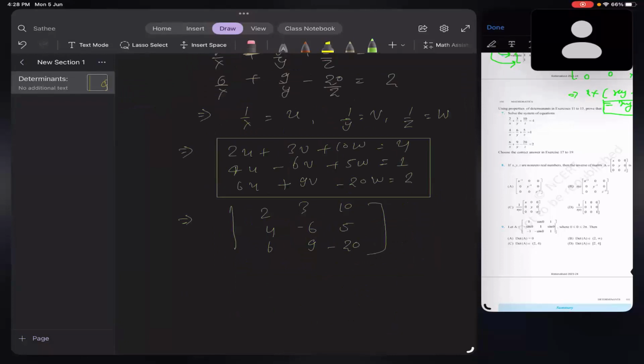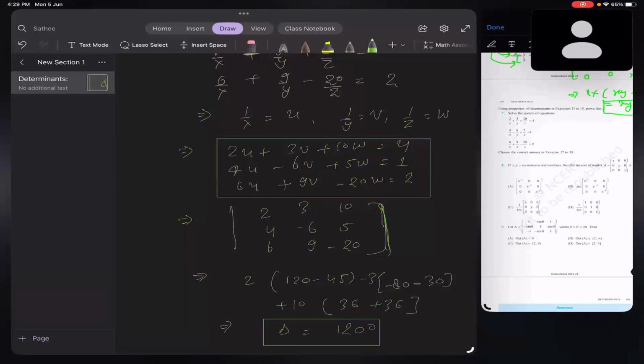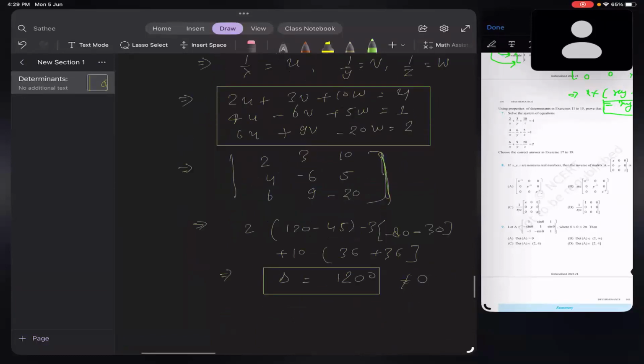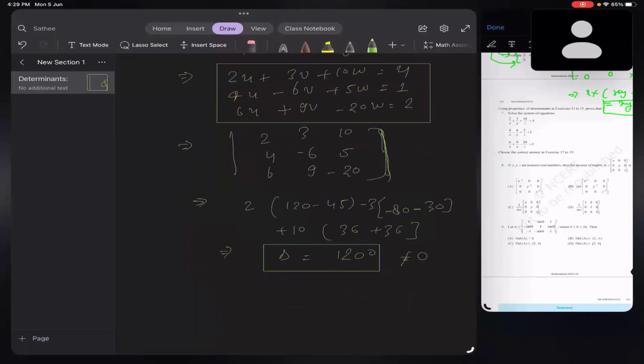So you have to find its determinant value. So this would be 2 times of 120 minus 45, minus 3 times of minus 80 minus of 30, plus 10 times of 36 plus 36. So finally this comes to delta equal to 1200. And since this is non-zero, we can say that our solution exists.